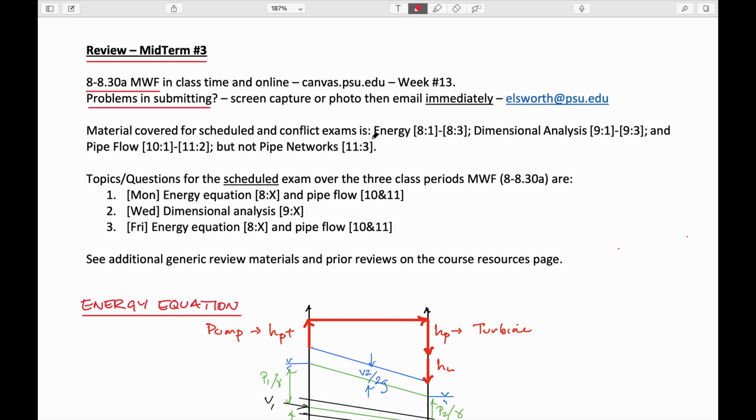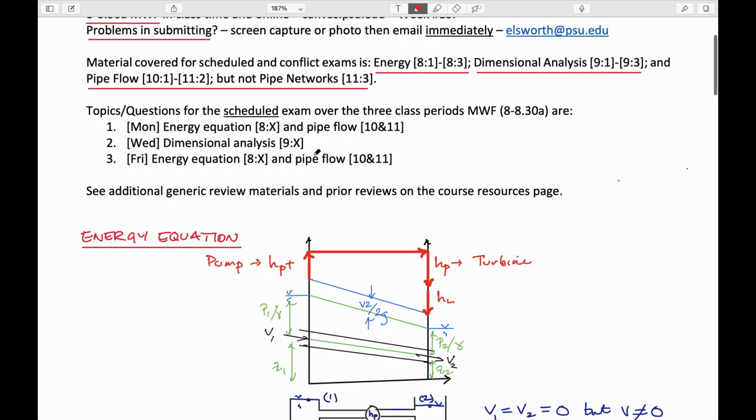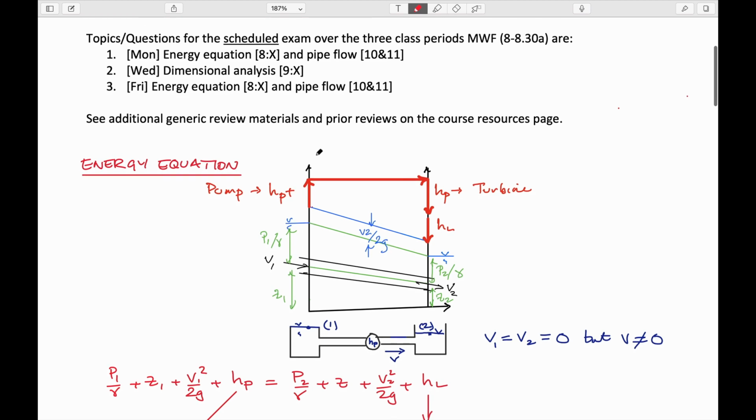Material covered is on the energy equation, week 8, dimensional analysis including Buckingham pi, week 9, and the pipe flow material from weeks 10 and 11, except it excludes networks. It includes individual pipes, but not parallel or series networks. There are 3 questions, one on each of the days.